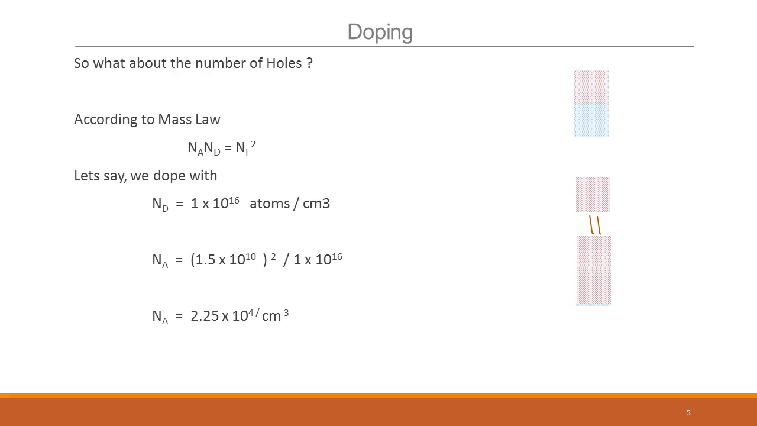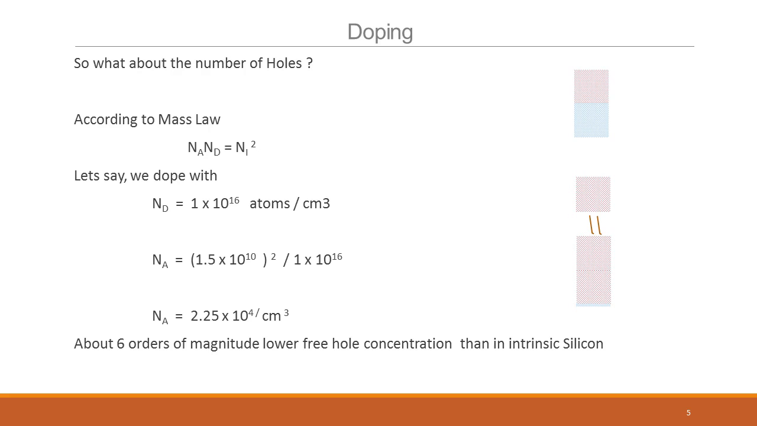So if you dope with donor atoms, the predominant carrier is going to be electrons. If you dope with acceptor atoms, the predominant carrier is going to be holes. So the free hole concentration is 6 orders of magnitude lower than in intrinsic silicon. This is what we just saw: the dramatic changes, even though the concentration of the donor is far lower than the concentration of the silicon atoms.